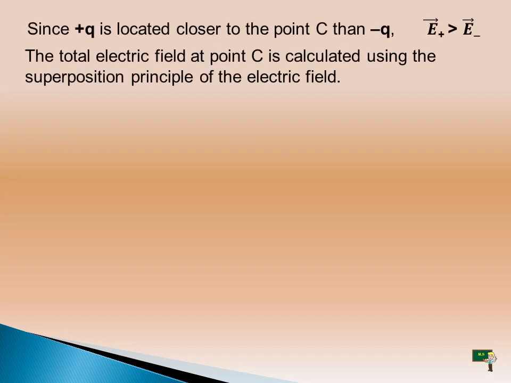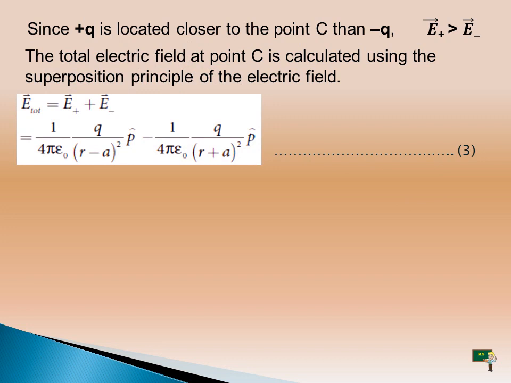Now, since plus Q is located closer to the point C than minus Q, E plus vector is greater than E minus vector. The total electric field at a point C is calculated using the superposition principle of the electric field. I know you all know about this superposition principle very well. Let me put the values. E total is equal to E plus vector plus E minus vector.